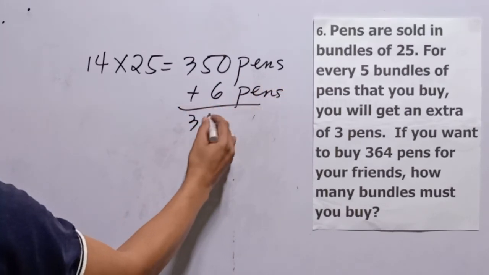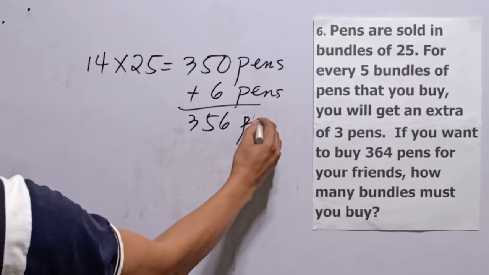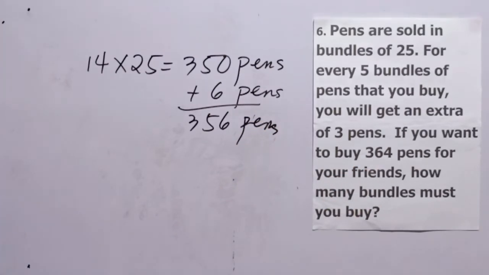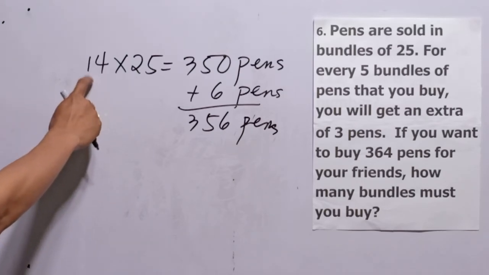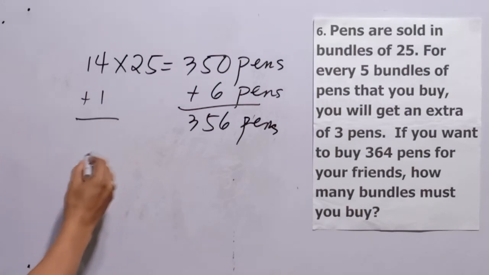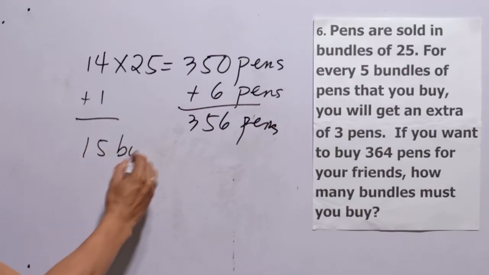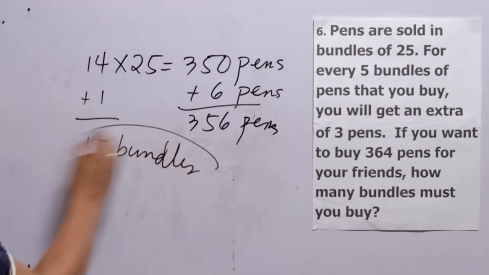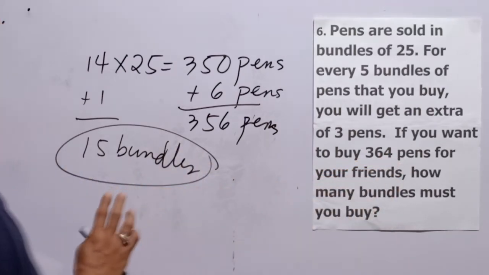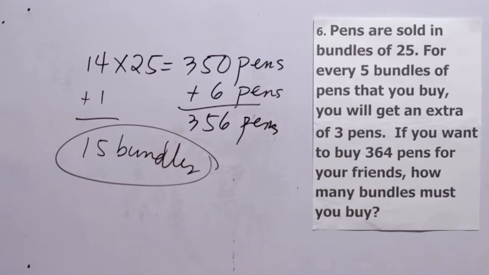So you have only 356 pens, which is lacking because we need 364. So instead of buying 14, we need to buy one more bundle. So we need 15 bundles to have 364 pens or more. If you buy 15 bundles of pens, the answer is 15 bundles.